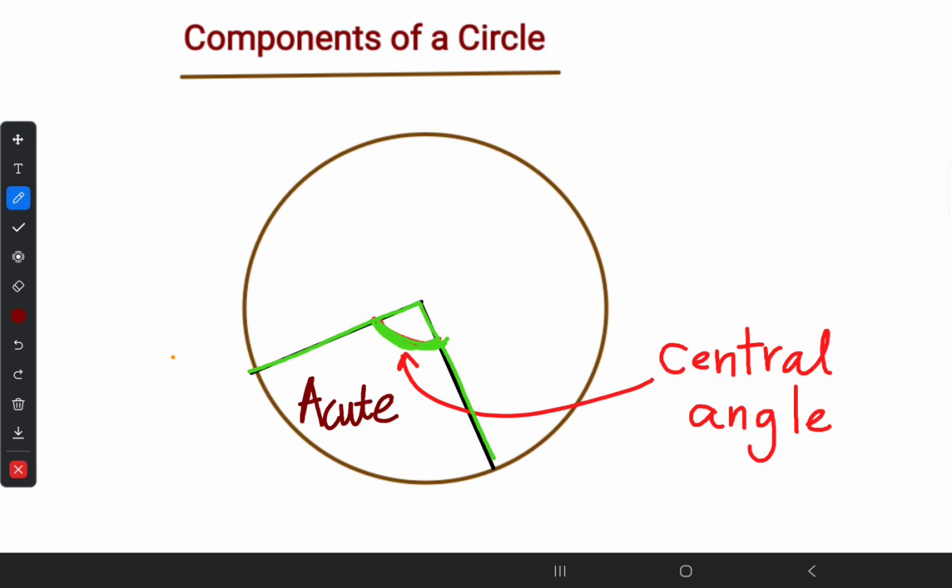Likewise, the angle created by the major sector would be a reflex angle. I'll repeat once more. The common name for the acute angle and reflex angle is central angle. There are two sub-classifications. The angle included with the minor sector is acute, and with the major sector is reflex. That's all about the components of a circle.